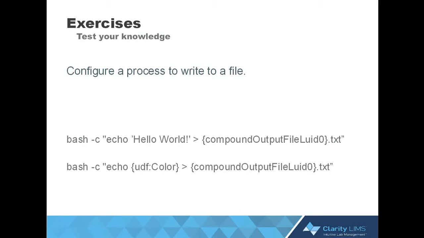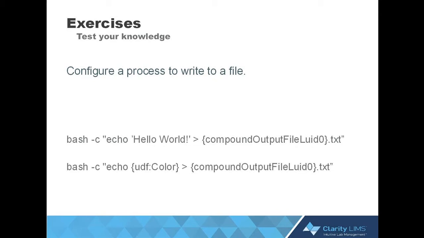In this recording I want to go through the exercises which have been set for Module 5. So the exercises are up on screen, and you can see here that we want to have a process called the EPP node to write to a file, and in the first case just pass a hard-coded string, and in the second case pass the value of a user-defined field.